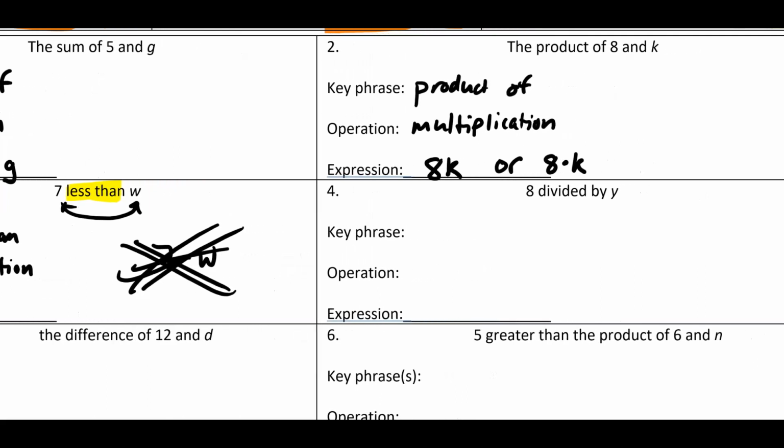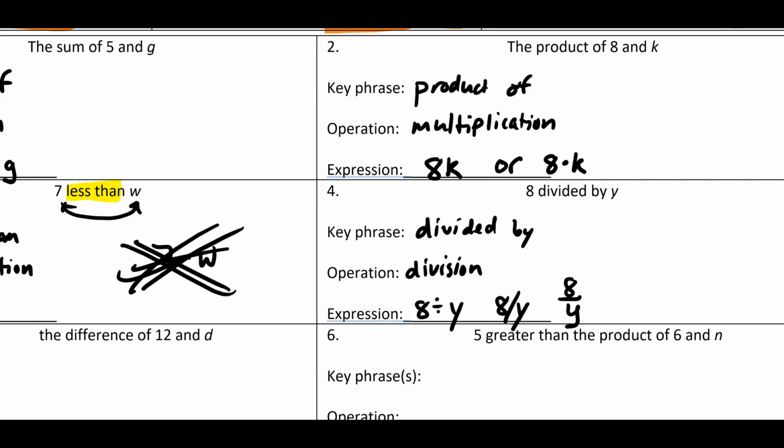And last one, one more to get. 8 divided by y. I don't even have to look at my reference sheet on this one. Divided by is obviously the key phrase. The operation is division. And the expression can be written in a couple ways. 8 divided by y, that's one way. 8 slash y, that's another way. Or as a fraction, 8 over y. And all of those can be read as 8 divided by y.